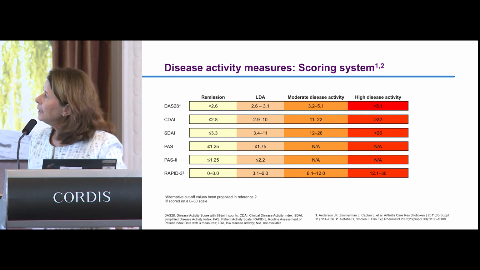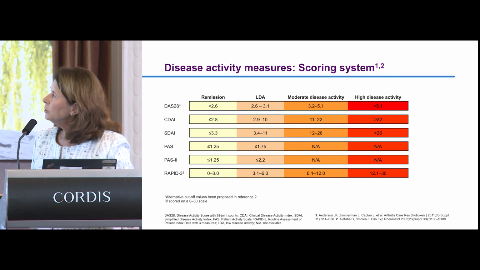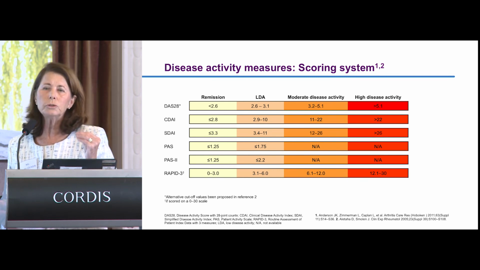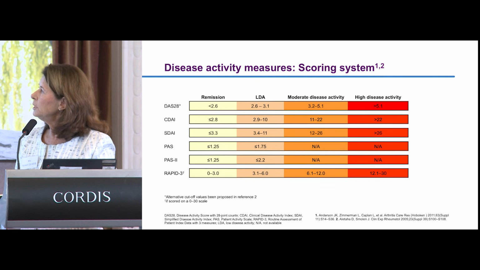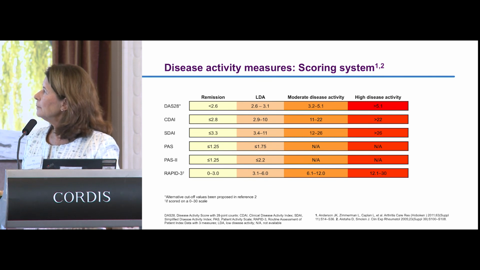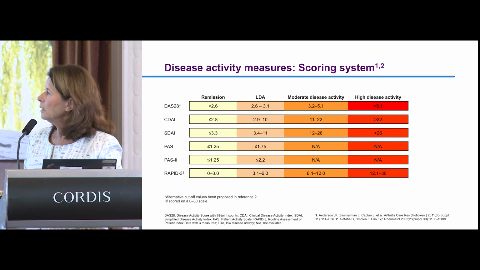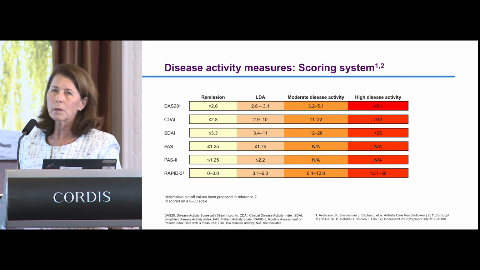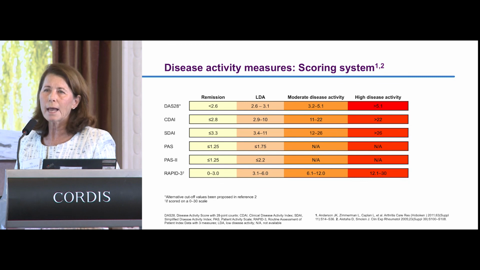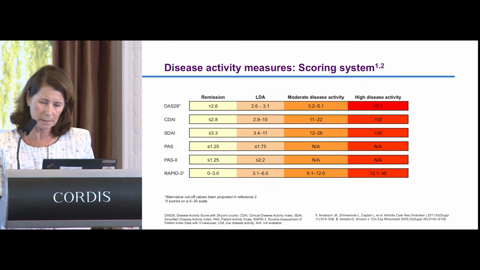But in the CDAI, it means remission equals 2.8, SDAI 3.3. So you need to understand, whichever tool you're using in your clinic, what these measures mean: remission, low disease activity, moderate and high. You need to understand them and know how to act upon them, because they're your targets.